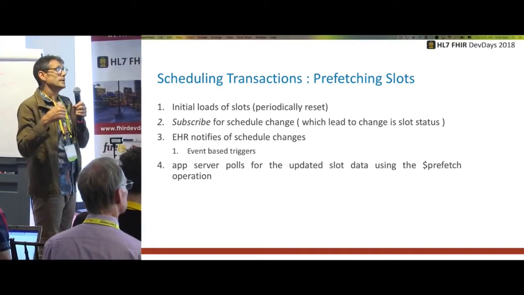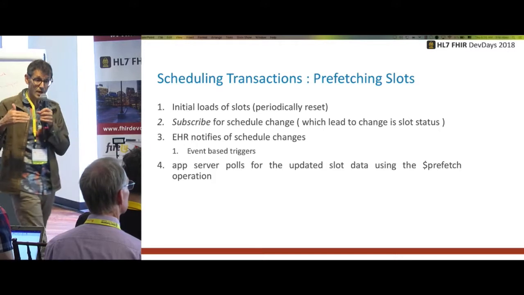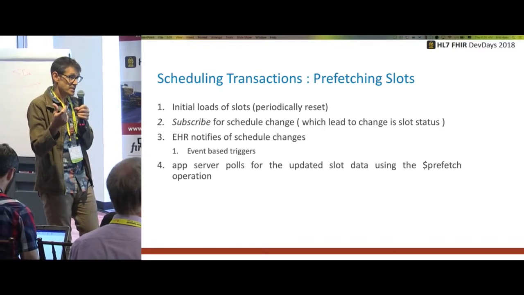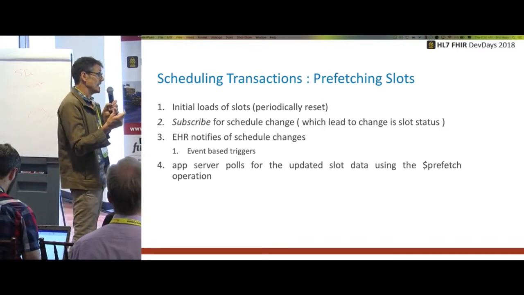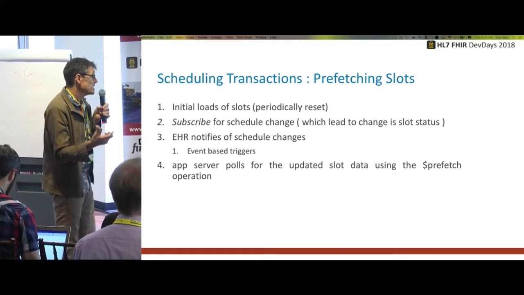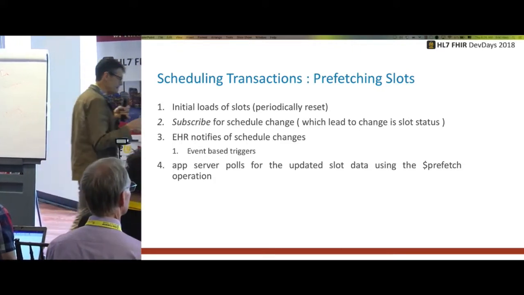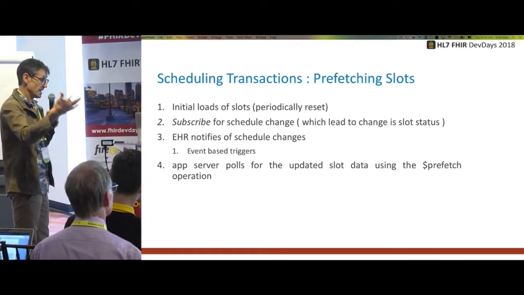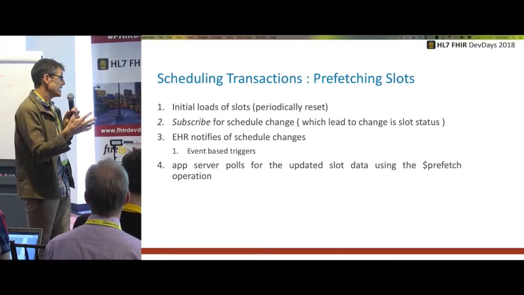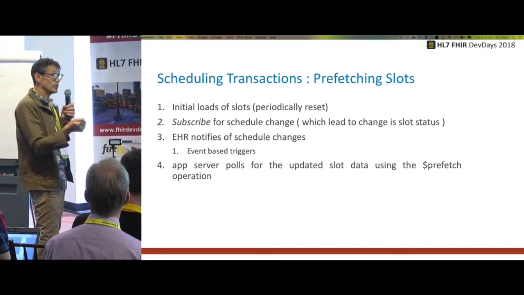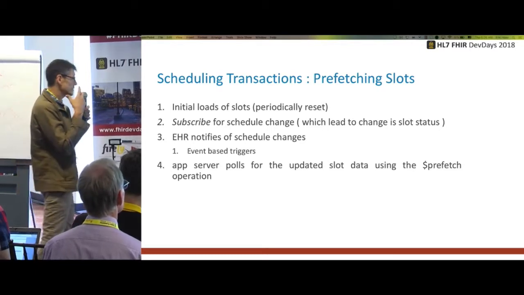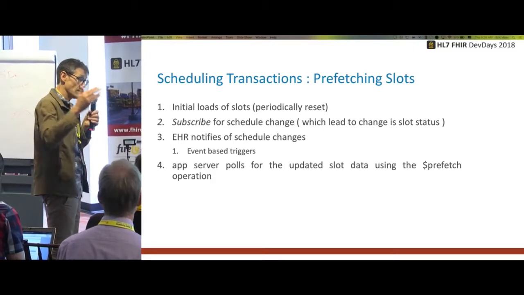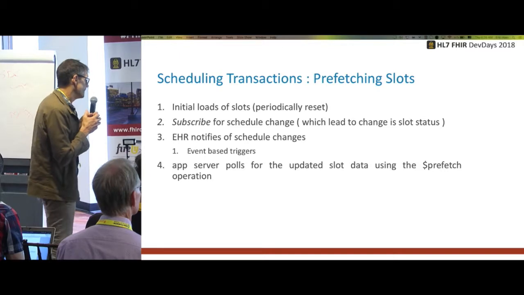So you get an initial set of slots. You subscribe for any changes to the schedule, and that's your trigger. There's a schedule change, and that schedule change will lead to changes in the slot status. So the EHR will notify the third-party app, or send a notification to some endpoint, and the third-party app server will see that, and that will trigger them to repoll, to do what we call smart polling. They poll for the slots they are interested in to see what has changed, and then they can refresh or update their slots. This is really simplified.